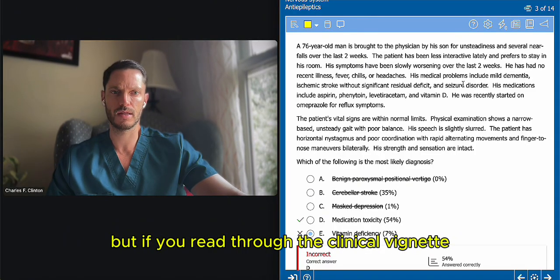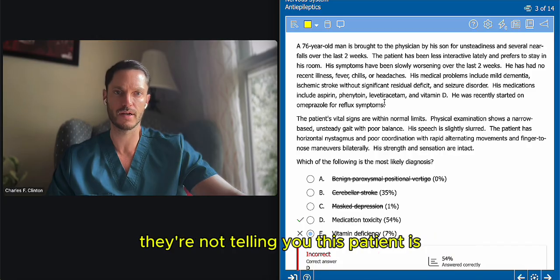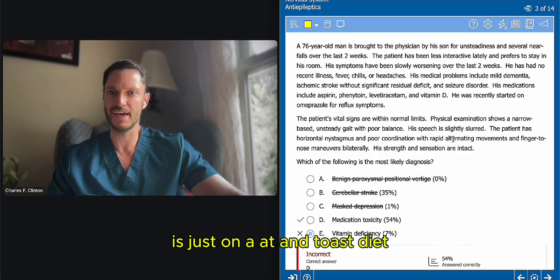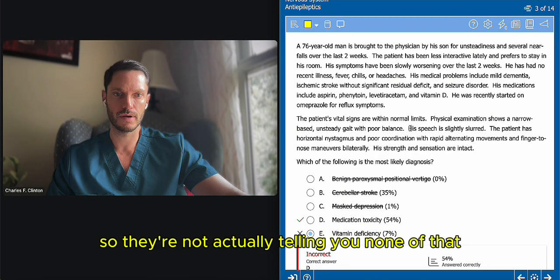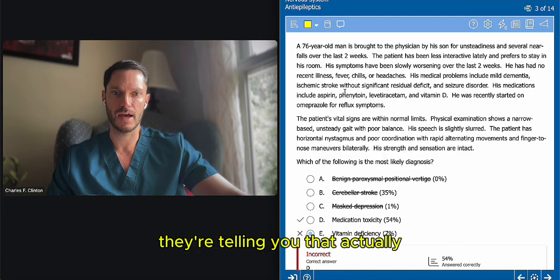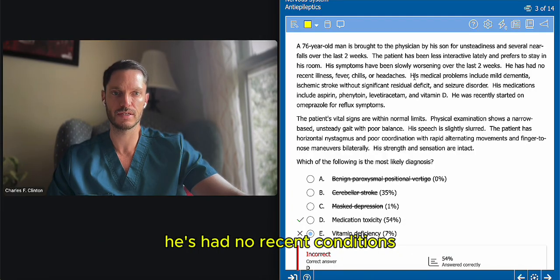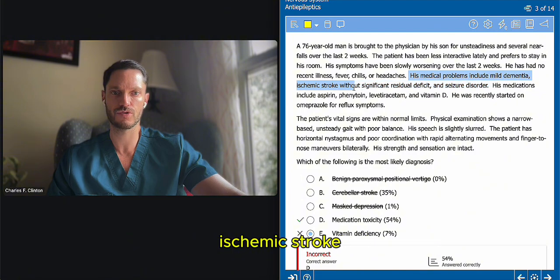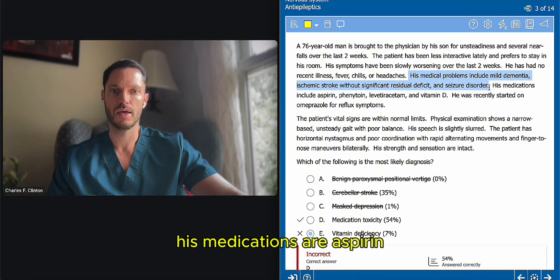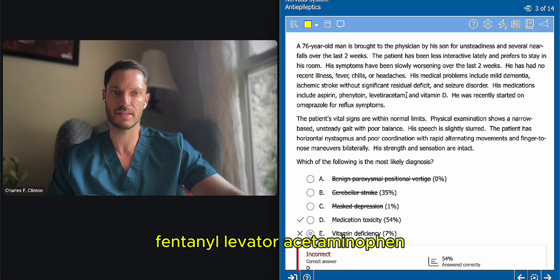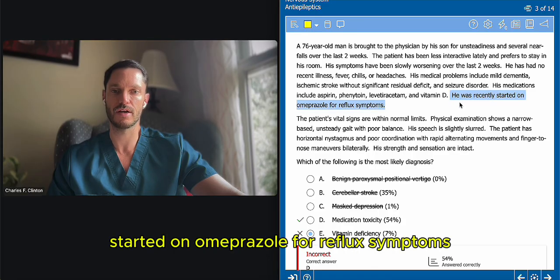But if you read through the clinical vignette, they're not telling you this patient is an alcoholic. They're not telling you this patient is just on a tea and toast diet. They're telling you that actually he's on several medications. He's had no recent conditions. His medical problems include dementia, ischemic stroke without residual deficit, and seizure disorder. His medications are aspirin, phenytoin, levetiracetam, and vitamin D. And he was recently started on omeprazole for reflux symptoms.